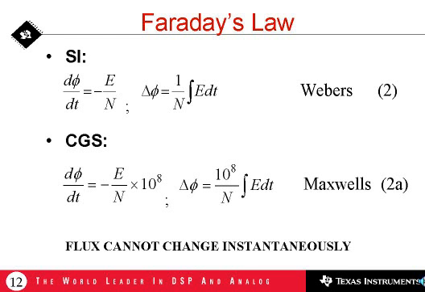This demonstrates, as we said earlier, that flux cannot change instantaneously. It takes time, takes volts-seconds specifically. Notice in the CGS equivalent expression, the factor 10 to the 8th appears. This is part of the rationalization constant that is eliminated from the SI equations.